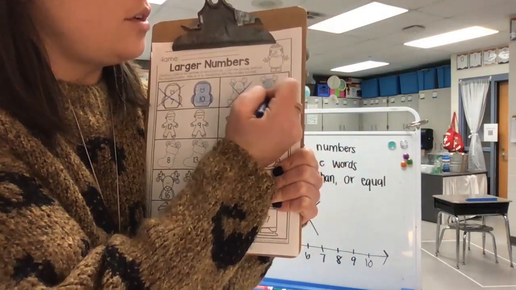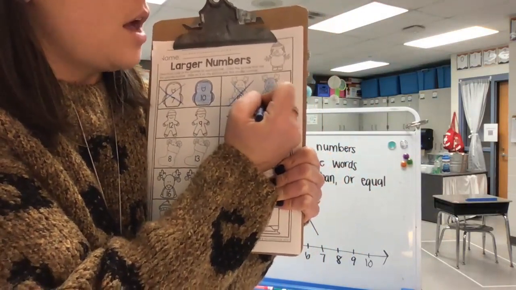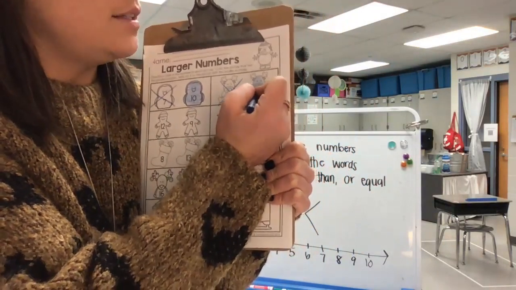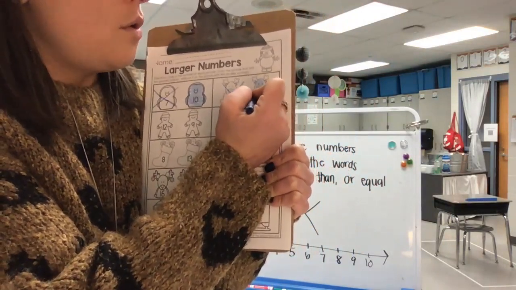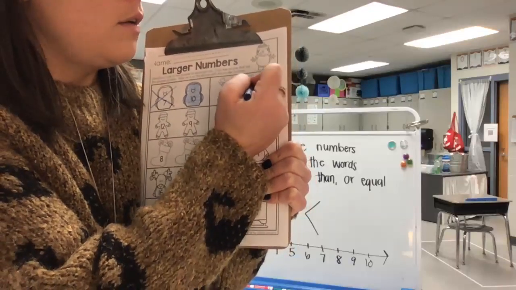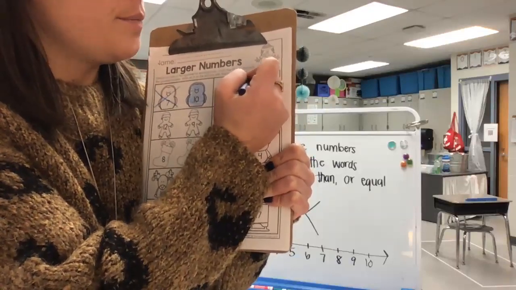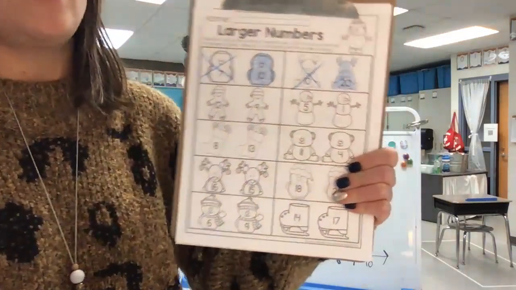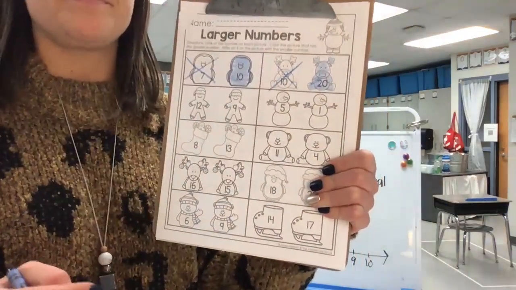You can use whatever colors you would like. I don't want you to scribble scrabble though. Do your very best to stay inside the lines to show which number is greater. Another word for greater is larger, which is why this is called larger numbers.